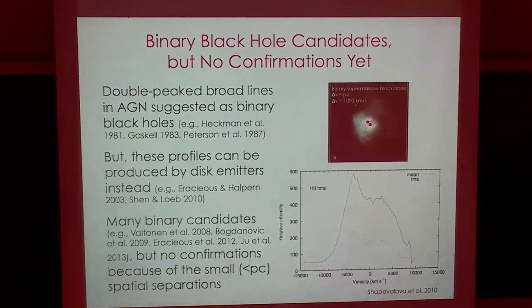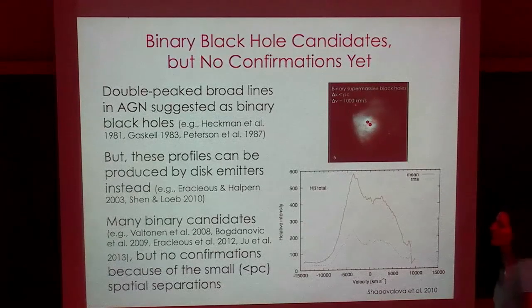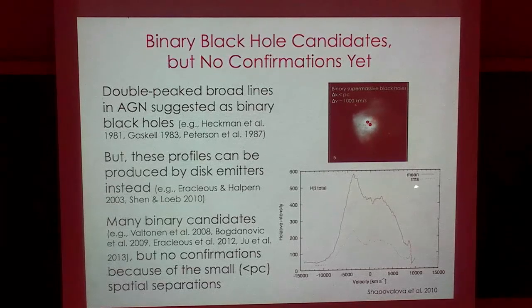But I just want to mention one thing about binaries. There are several different observational signatures of binaries that one can go out and look for. One of the first ones proposed was to look for double-peaked broad lines in galaxy spectra. The idea is you have these two black holes orbiting around, and you can see their broad lines have shifted velocities relative to one another by a few thousand kilometers a second. So this could be a signature of a binary system.